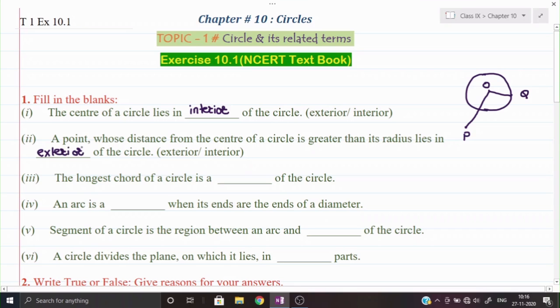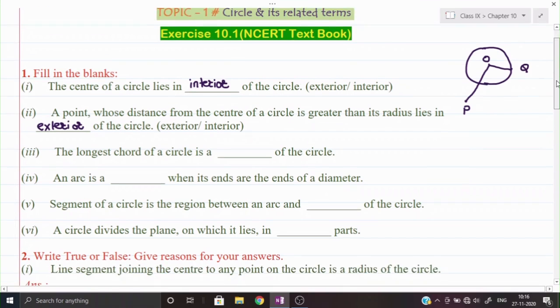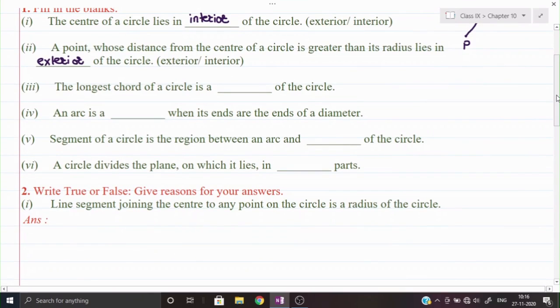Okay, the next one is: the longest chord of a circle is a diameter of the circle. So here we will write that the longest chord of a circle is the diameter of the circle, which you know very well.